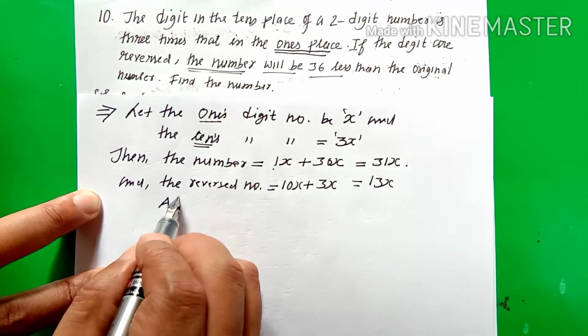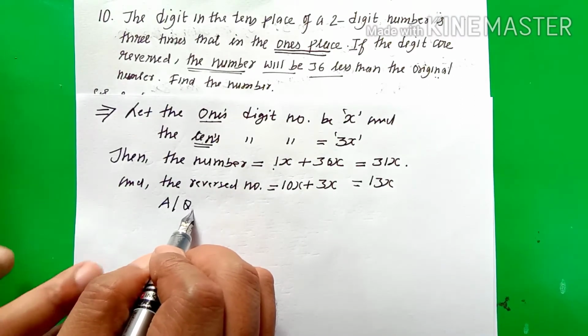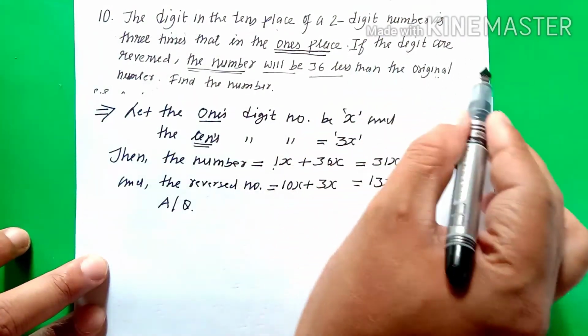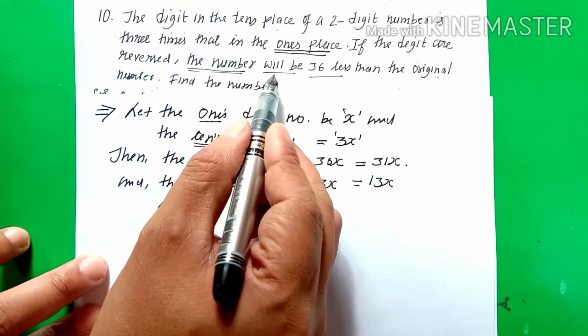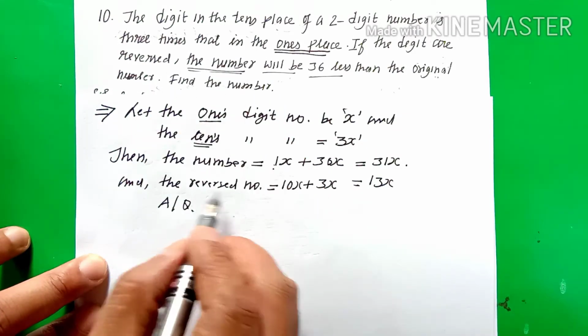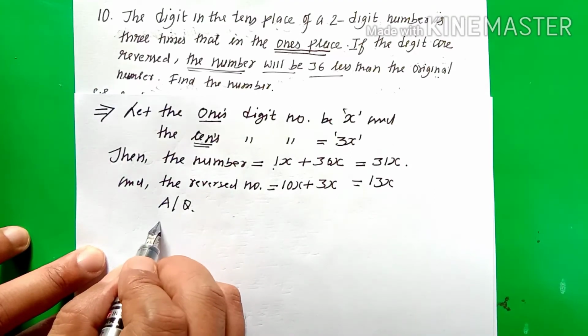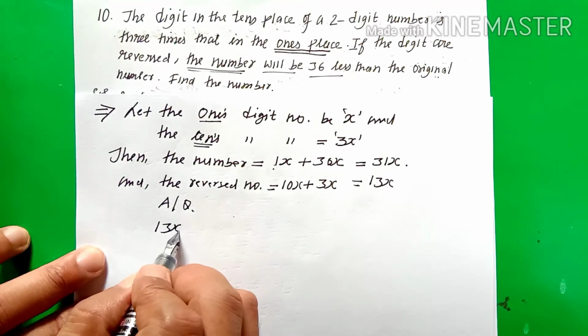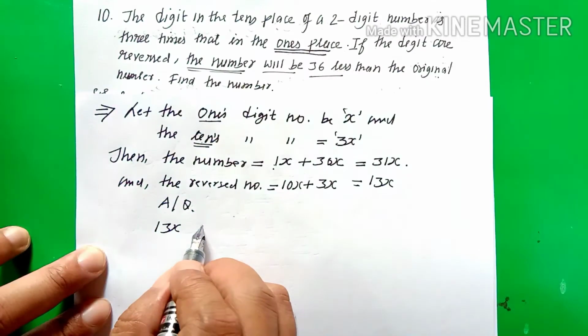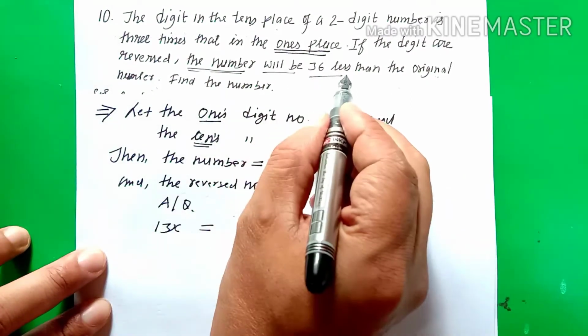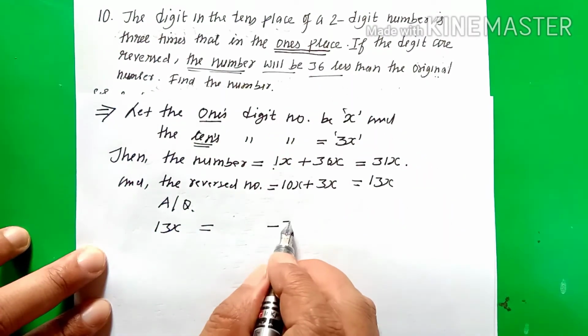Now as per the condition in the question, if the digits are reversed, the number will be... the number means here the reverse number, which equals our reverse number 13x, which will be equal to 36 less, which means minus 36.